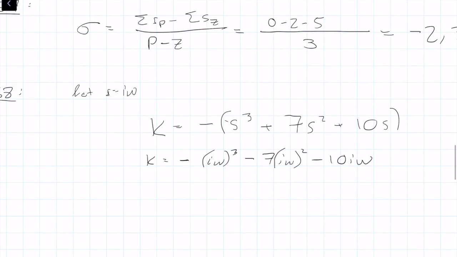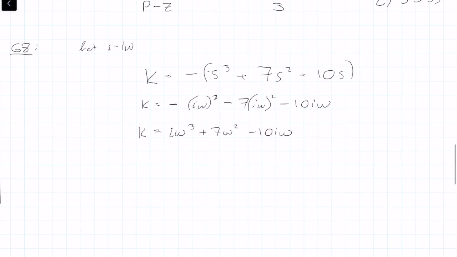Then let's multiply this out. So that's K equals, i cubed, which is just minus i, so it becomes i omega cubed. i squared is just minus 1, so we're going to get plus 7 omega squared minus 10 i omega. Yeah, that looks good to me. And now we're going to equate reals and imaginary.